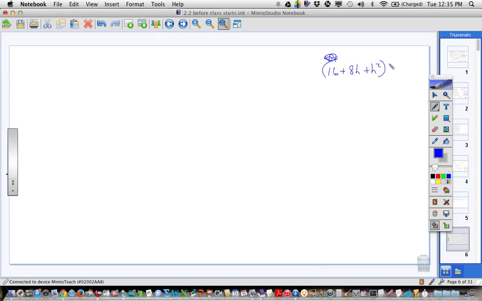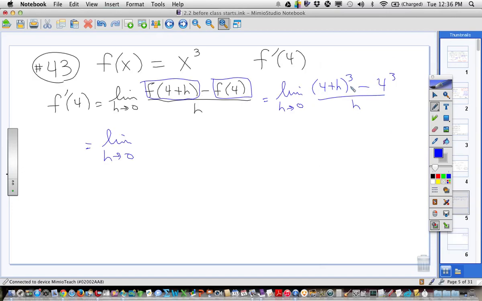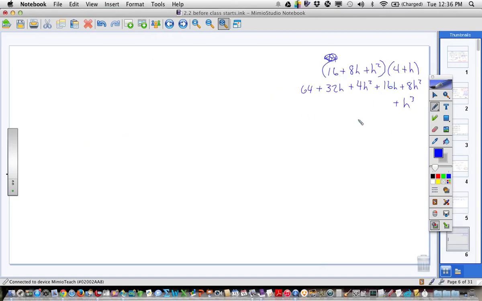And then we're going to take that times 4 plus h. And all that means is you take 4 times everything, take h times everything. So 4 times everything, that'd be 64. 4 times 8 is 32h. 4 times h squared. Now take h times everything, that'd be 16h. That'd be 8h squared. And that would be h cubed. Right? And there you go. So that's all that. And then what was it? Minus 64. Well, what happens? Beautiful thing right there. 64s are gone. Now I can combine some like terms.